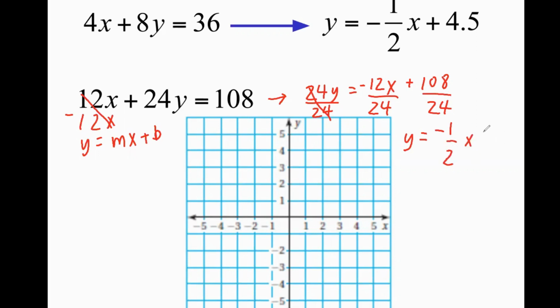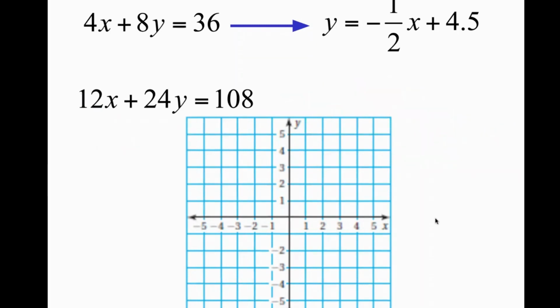And then 108 over 24 is 4.5. And here is your rewritten equation for 12x plus 24y equals 108. Now looking at our two rewritten equations, notice that they are actually the same. And whenever you have the same line or the same equation, you know that this is going to be infinitely many solutions, because any point that falls on the line will satisfy both equations.